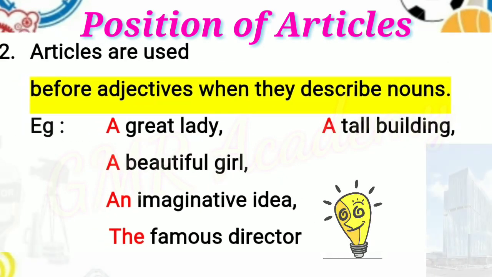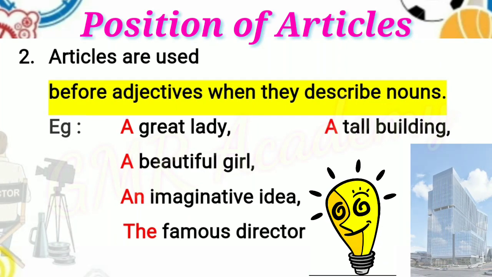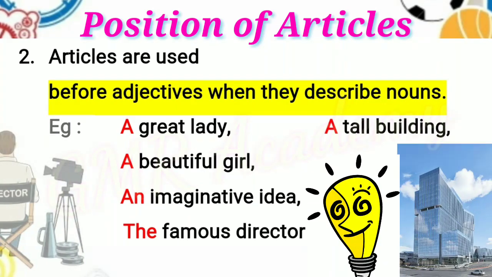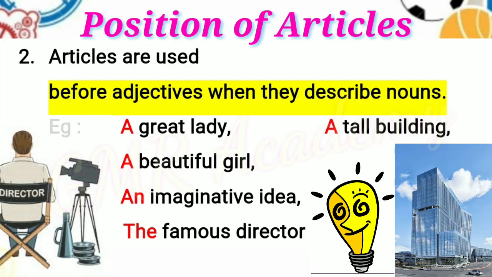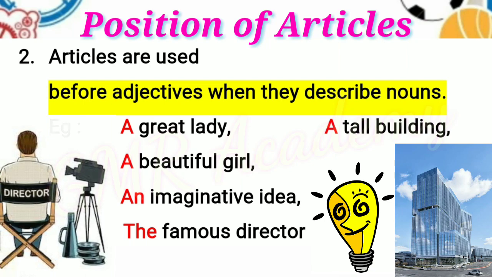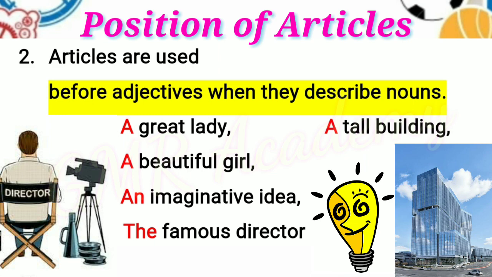Articles are used before adjectives when they describe nouns. Examples: a great lady. Here, lady is a noun, being qualified by great, an adjective. Before the adjective, we should use the article: a great lady. Like this, a tall building, a beautiful girl, an imaginative idea, the famous director. Director is a noun, famous is an adjective. Before the adjective, we should use the article the.